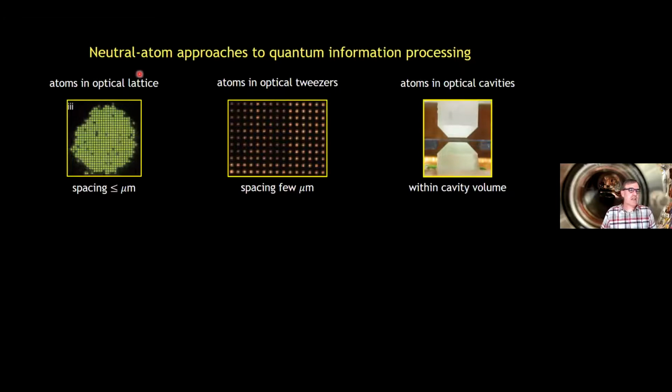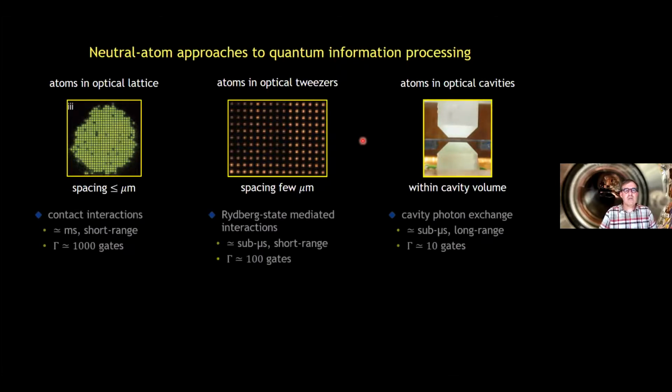Now, let me move on to the last topic, which is the relation between what we're doing and quantum information processing. I presented a few different kinds of platforms. I talked about atoms that can be held in optical lattices. I talked a little bit about atoms held in optical tweezer traps. And I talked a little bit about atoms that are placed inside of optical cavities. How do atoms interact with one another in order to, let's say, do something like realize quantum gates?